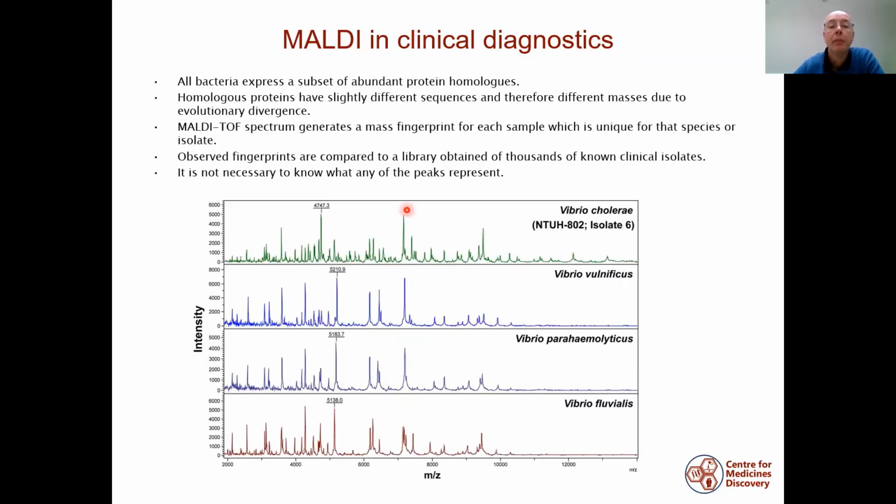And Bruker actually have a library of bacterial fingerprints, and you simply buy that library and match your data to the library, and it enables you to identify the species or identify the isolate. It's very quick and it's very, very easy.